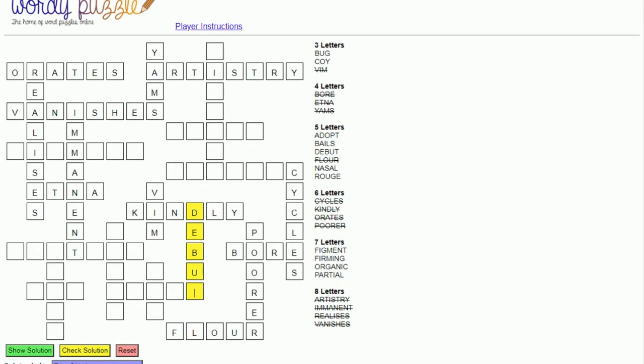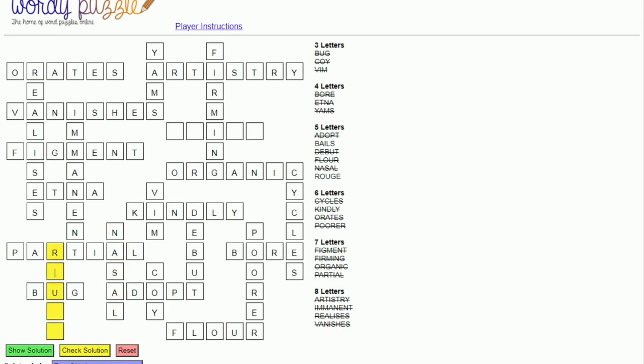Five-letter word beginning with D, we just have baby. Five-letter word ending in T, we just have debut. Boy, that leaves us one three-letter word, bug. A seven-letter word ending in C must be organic. And now we can finally disambiguate our figment firmament option, because this ends in the G, so this is firmament. And this is figment. We now have one seven-letter word left. That's partial. Something A. Well, that's only nasal.